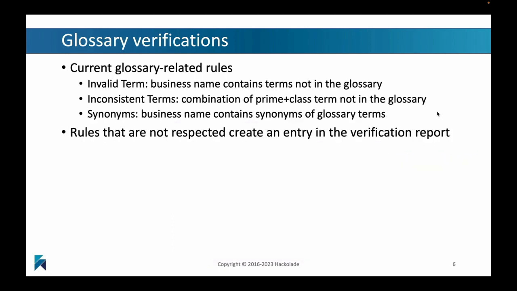So when we run the glossary verifications, you will find that there are three different rules that are currently checked, right? So the validity of the term, right? If the business name contains terms that are not in the glossary, it will be considered an invalid term. Inconsistent terms, right? So a combination of prime and class terms that are not in the glossary. And then synonyms, business names that contain synonyms of glossary terms, right? If the rules are not respected, it will create an entry in the verification report, which we will look at a little bit later, right? So the glossary verification will generate a verification report.